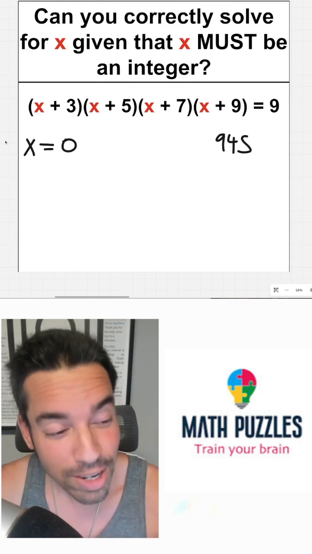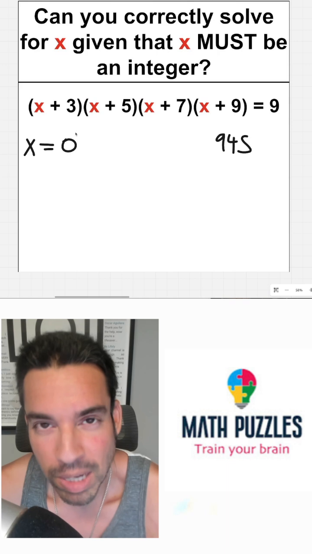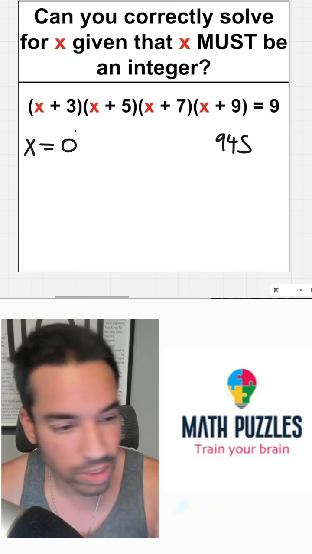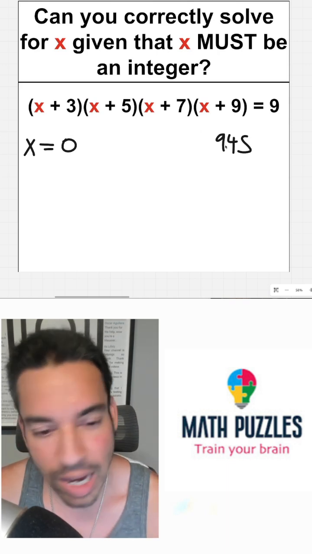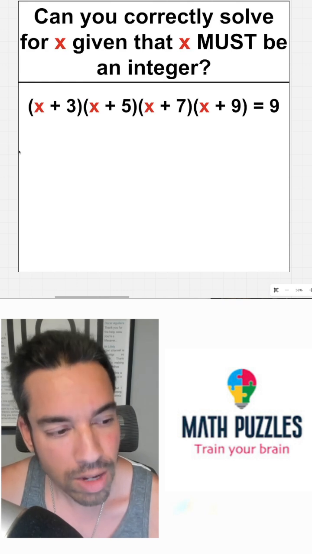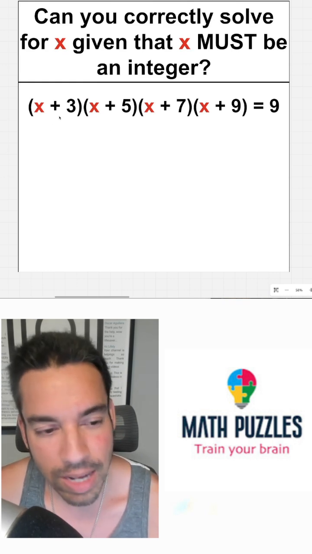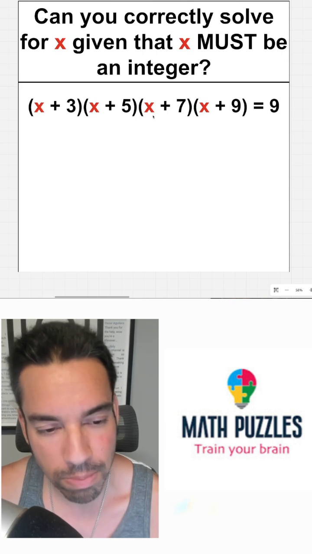Way too big, right? And you can tell that if x gets bigger, like 1, 2, 3, those other positive integers, it's just going to get bigger and bigger. So we got to go into the negatives. Even -1, we're still going to get a very, very big answer.